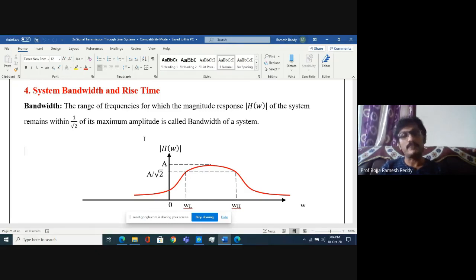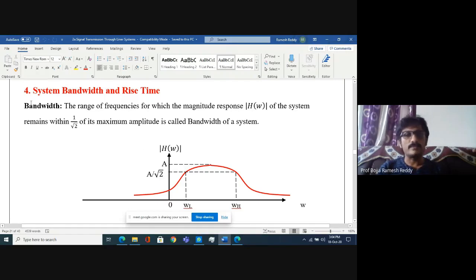System function or gain of the amplifier, and identify maximum amplitude in the gain, and take RMS value, that is maximum value by √2. Draw one horizontal line at that moment, and that horizontal line may cut the curve at two places. Call it as lower cutoff frequency and upper cutoff frequency. The difference between upper cutoff frequency and lower cutoff frequency is nothing but bandwidth of an amplifier. If bandwidth is more, then that is good amplifier circuit, like that.